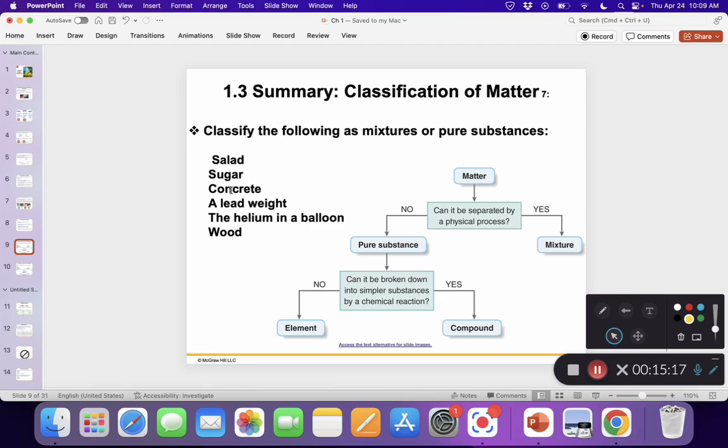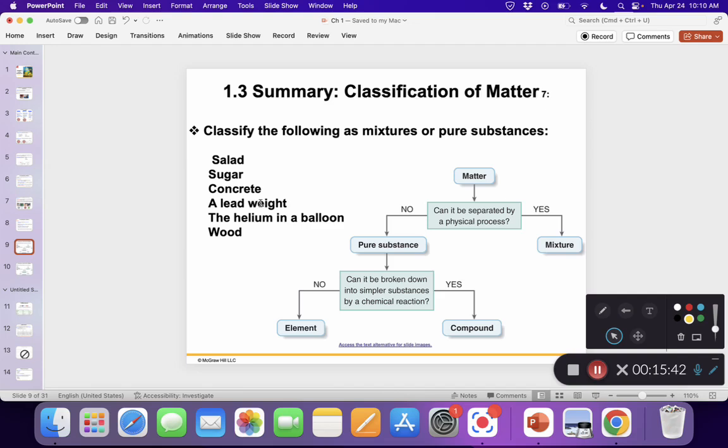Concrete: when somebody is doing construction using concrete, they mix water with cement and some other stuff into it. So concrete is a mixture. There might be a variable composition in the concrete. Right?